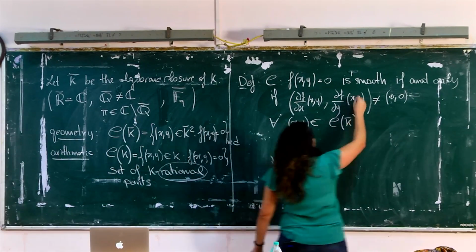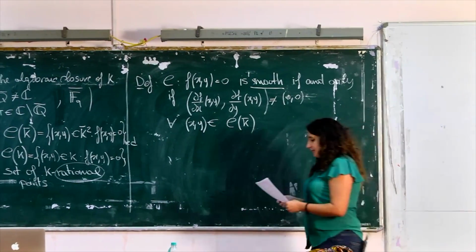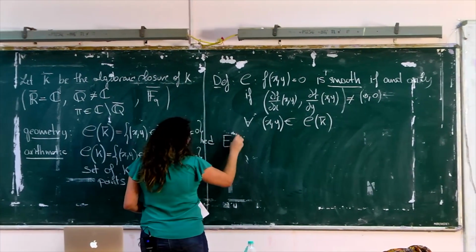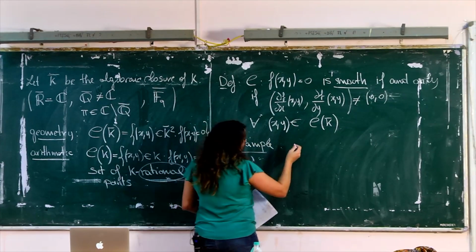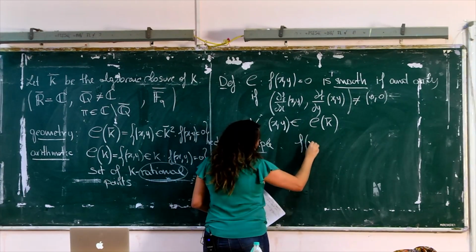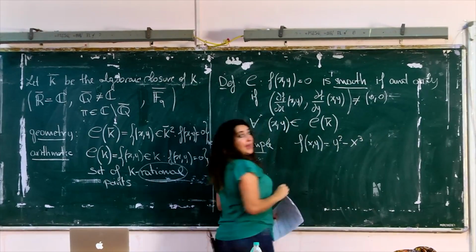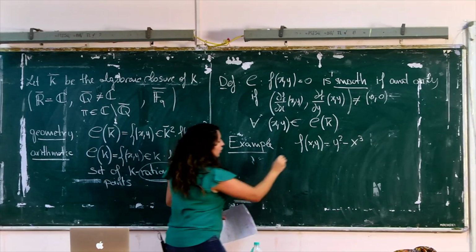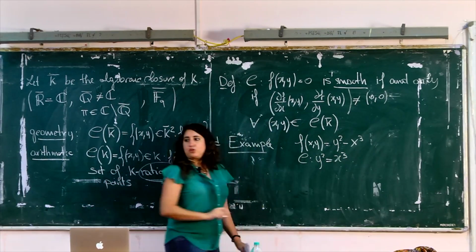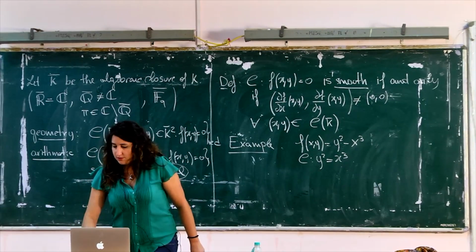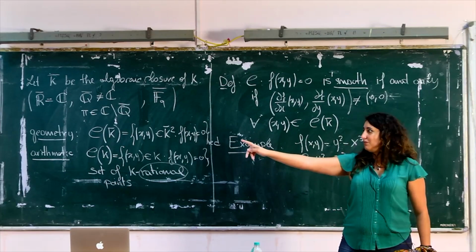Let's make an example. Let us make an example of a curve which is not smooth for understanding this definition. So my curve is defined by the polynomial f of x, y equal y squared minus x cubed. And so my curve is the curve defined by the equation y squared equal x cubed. It looks like this one, okay, over the real numbers.